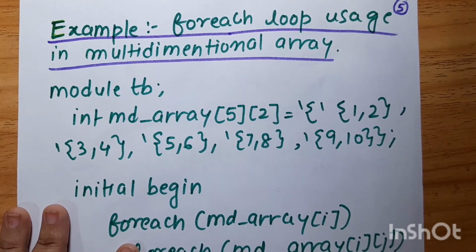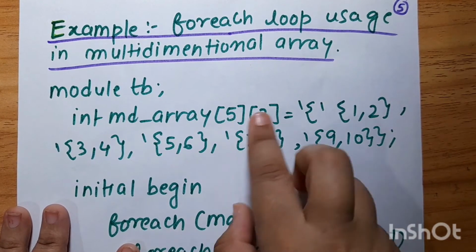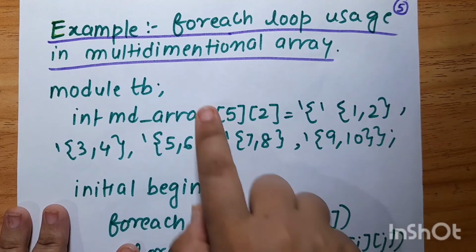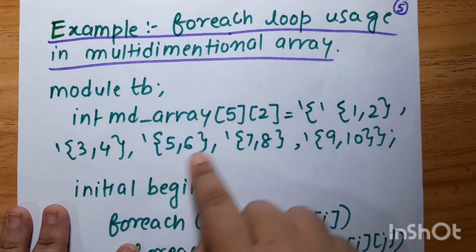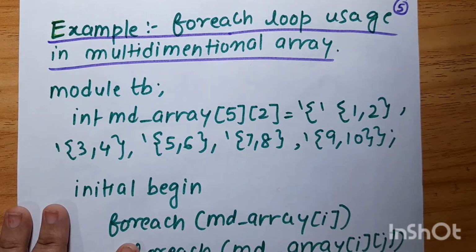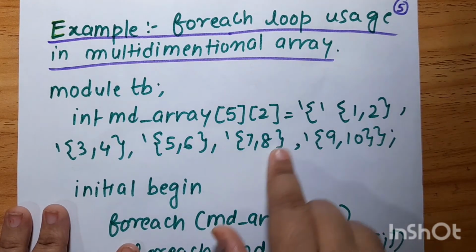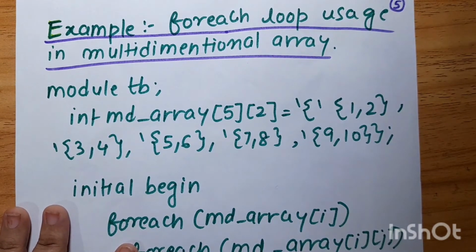The elements stored inside the MD array would be like this: in the 0th location 2 values will be stored, 1, 2; in the first location 2 values, 3, 4; in the second location 2 values, 5, 6; in the third location 2 values, 7, 8; and in the fourth location 2 values, 9, 10. Okay, 0, 1, 2, 3, 4.